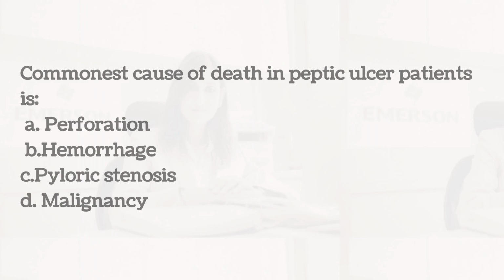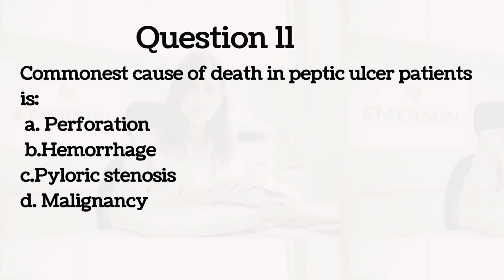So question 11. Question 11 is saying the commonest cause of death in peptic ulcer patients is: A, perforation; B, hemorrhage; C, pyloric stenosis; D, malignancy. So what's the most common cause of death in peptic ulcer disease patients? The answer for this question is B, which is hemorrhage. That's the most common cause, because when a patient bleeds out, that will mostly kill the patient.